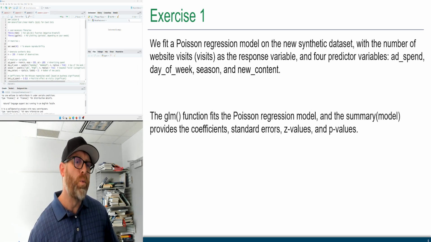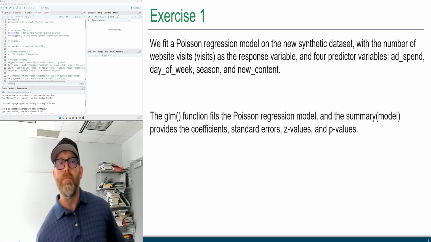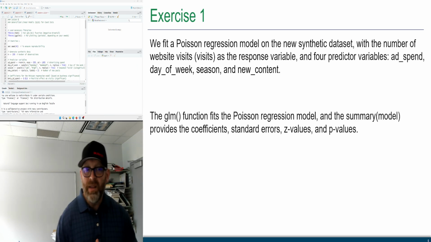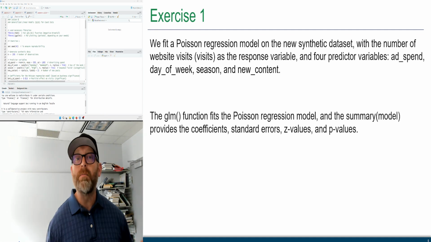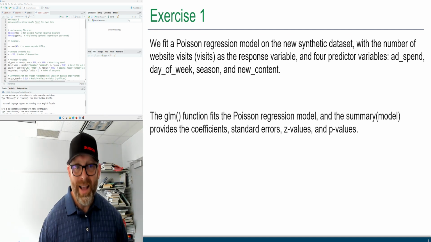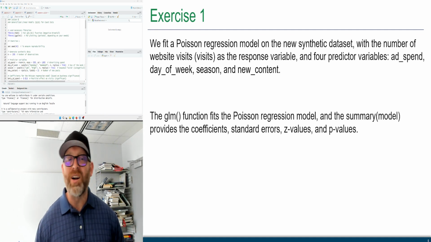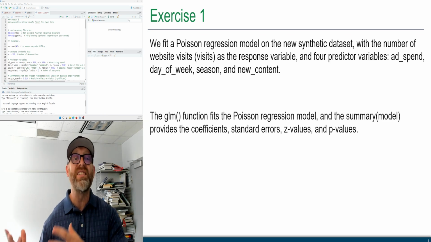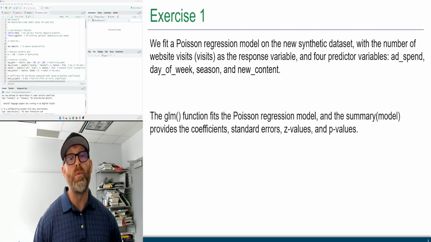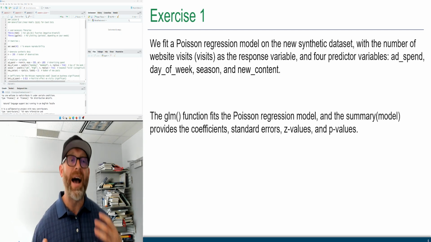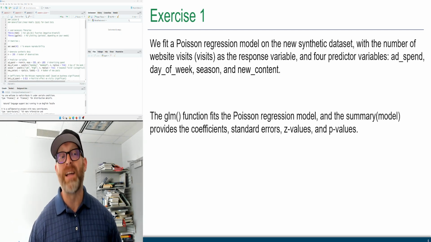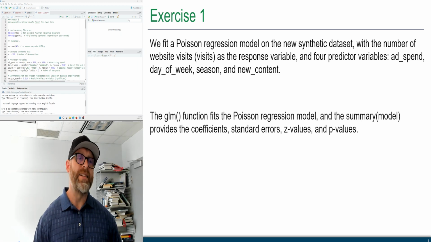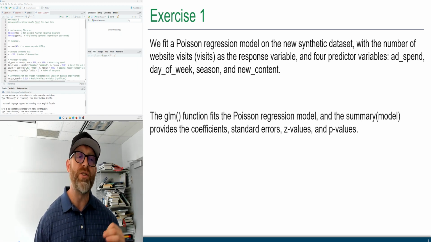So remember before, when we were creating our linear model, we used the lm function. Here, because it's a generalized linear model, we're using the glm function. So not a major jump in this regard. And in terms of the input for the function, we'll see it's going to be very, very similar to what we had already done. So it should not be a massive learning step. So the glm function fits the Poisson regression model.